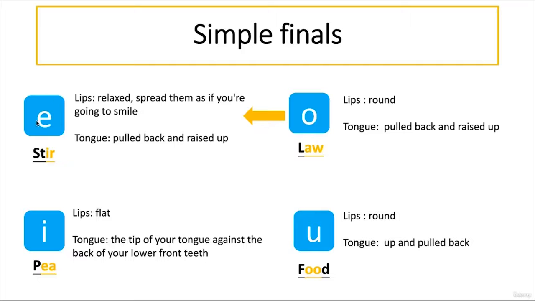Let's take a look at the next one. Do you still remember how to pronounce o? Your tongue is pulled back and raised up. Hold your tongue position and relax your lips and spread them as if you're going to smile. Both o and e are pronounced with your tongue at the medium height and pulled back. So read after me.